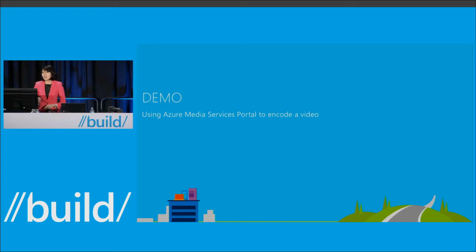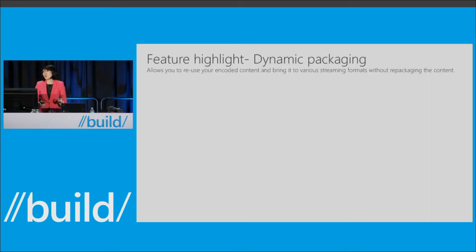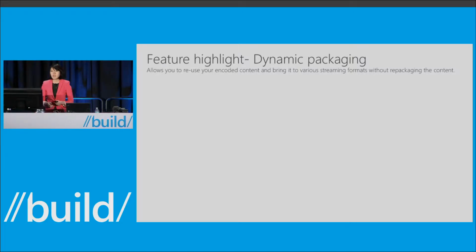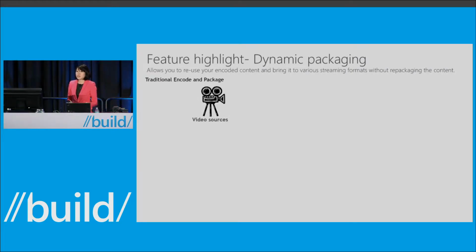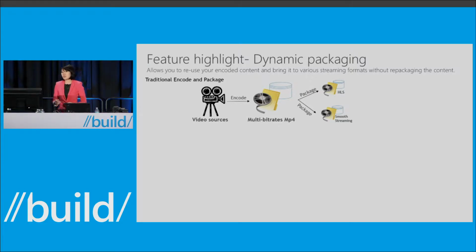While waiting for this to be done so that we can publish the asset, I'm going to shift back to the slides to talk about a feature that we feel makes us competitive in the market. It's called dynamic packaging. It allows you to reuse your encoded content and bring it to various streaming formats. Before talking about dynamic packaging, I have to talk about how things are done in the traditional way. With traditional packaging, you have a video source and you encode it into an adaptive bitrate MP4. After that, if you want to deliver to multiple streaming formats, you have to statically package them and store them in multiple copies and deliver them out to multiple platforms and devices.